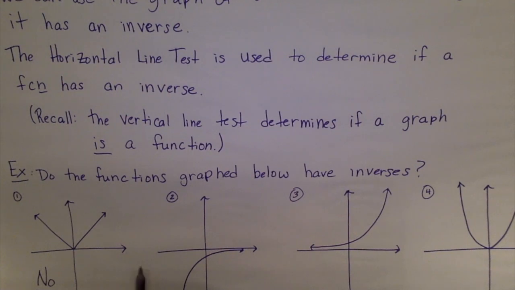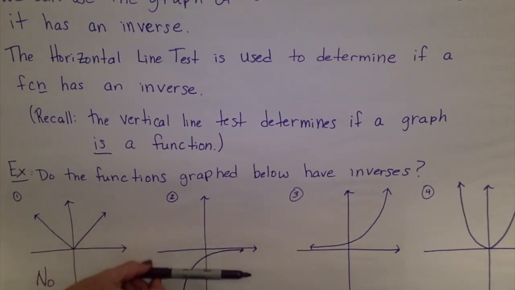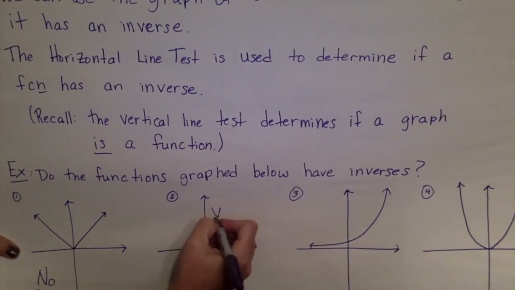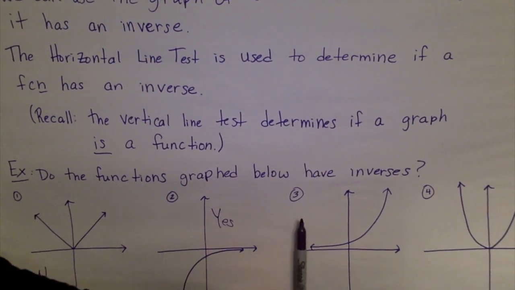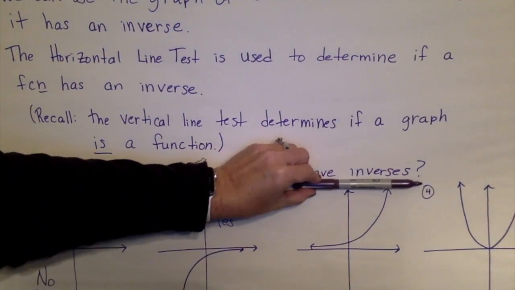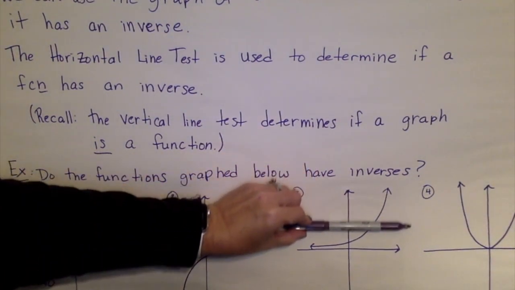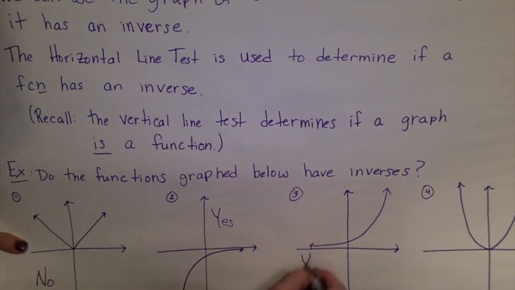If we look at the second one here, again, we could use the vertical line test to see that yes, it is a function. We can use the horizontal line test and we can see that it never touches that graph in more than one place. So this one is a function and it has an inverse. On the next one, again, we can use the vertical line test to see that it is a function. We can use the horizontal line test to see if it has an inverse. It does not touch that graph in more than one place at a time. So this one does have an inverse.